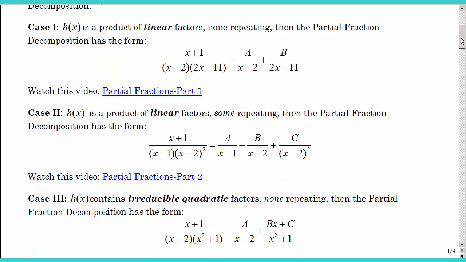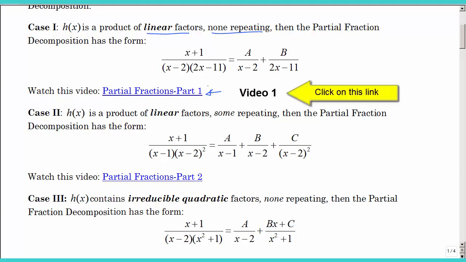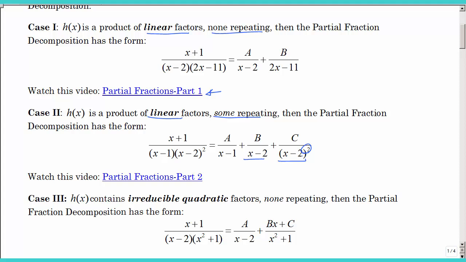The easiest type of decomposition involves just linear factors that are non-repeating. If you've never seen that process, I'm going to send you to a previous pre-calculus video. The second case, which is a little bit harder, you have linear factors, but some are repeating, and you have to take care of that repetition. And again, I'm going to send you back to that video from pre-calculus if you've never seen that type of partial fraction decomposition.